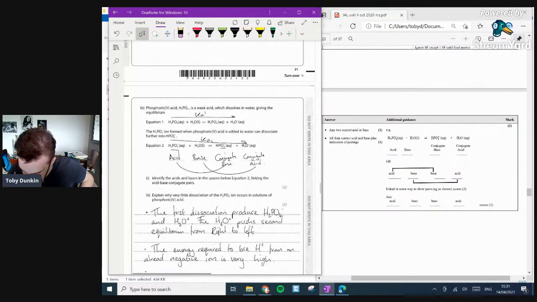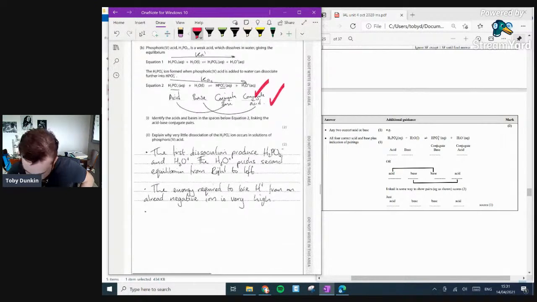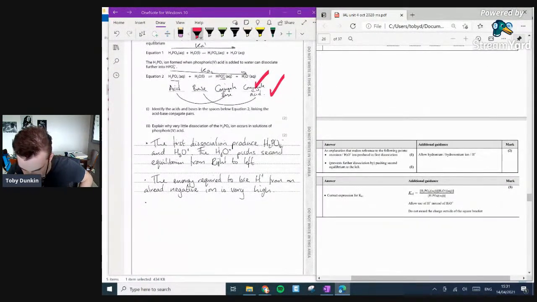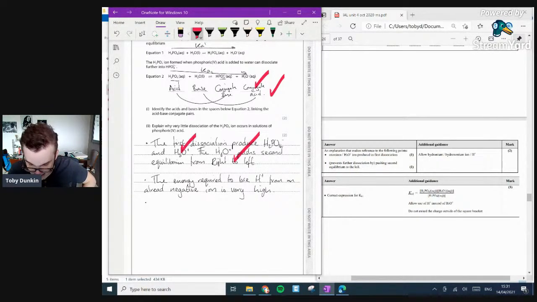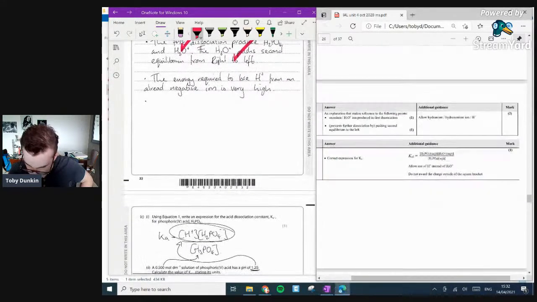Conjugate acid base pairs. Yep. Oh, this one was horrible. Oxonium ion produced in the first dissociation pushes the second equilibrium to the left. I get both for that. But allow doesn't need any of those. Fine.